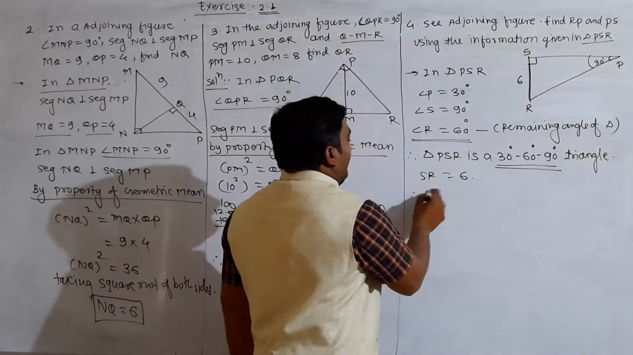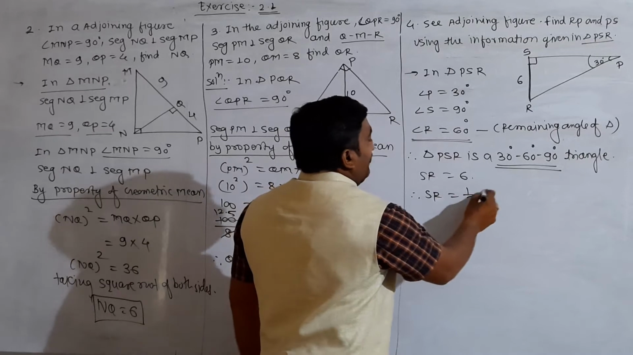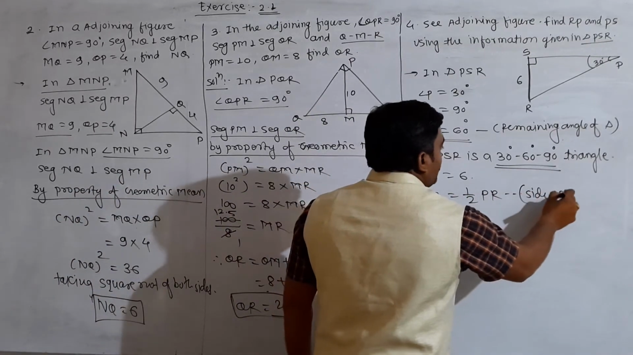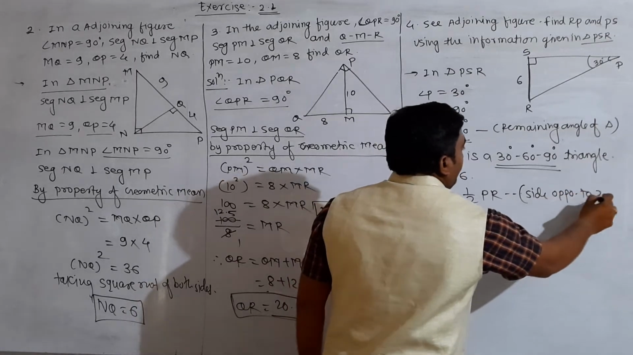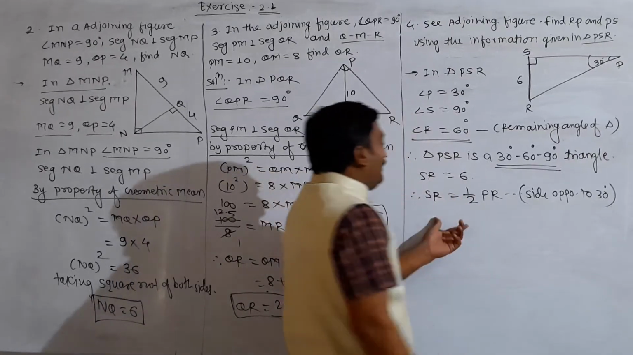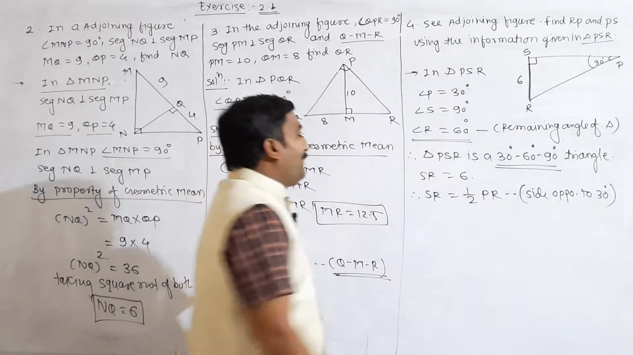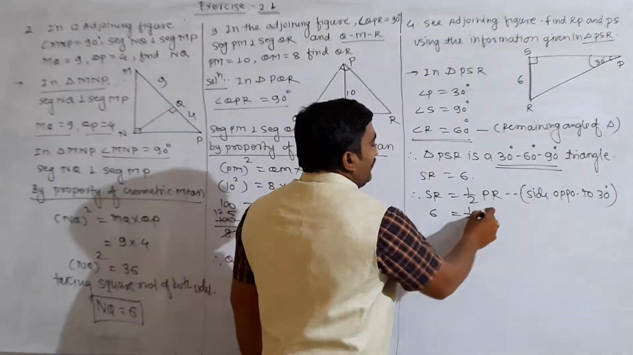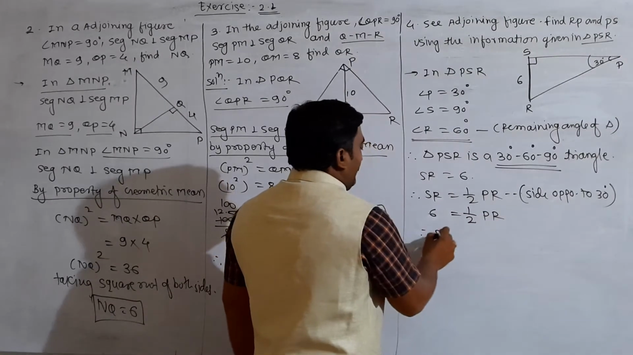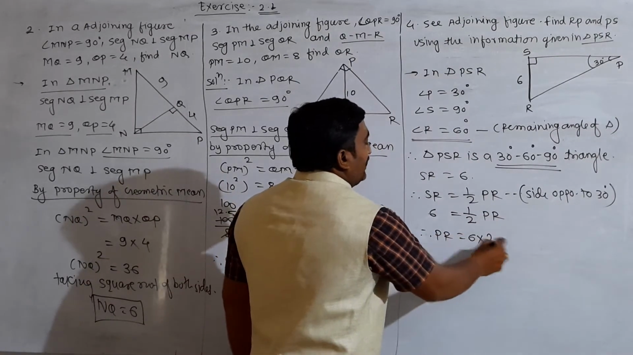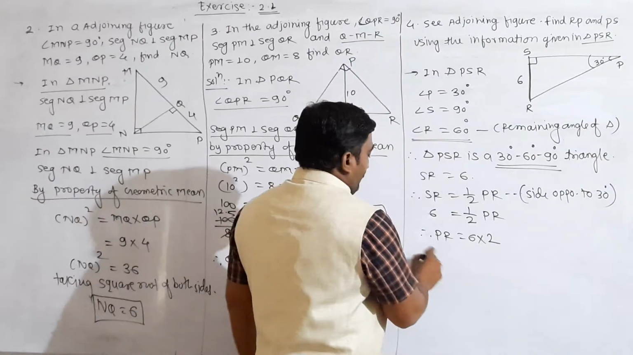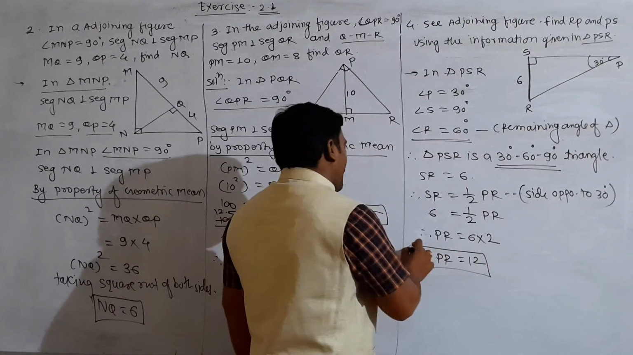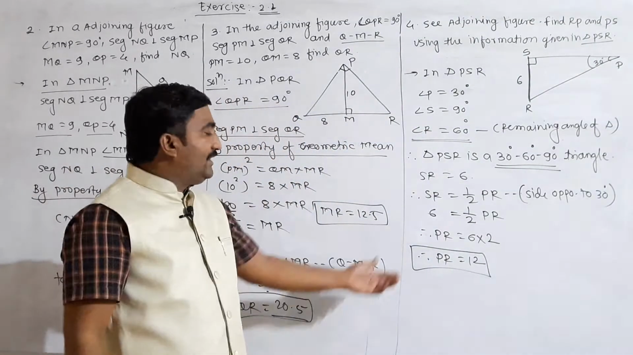So we can write SR is equal to 1 by 2 PR. Reason: the side opposite to 30 degree is half of the hypotenuse. So the value of SR is 6, which is equal to 1 by 2 into PR. So PR is equal to 6 into 2. Therefore PR is equal to 12.